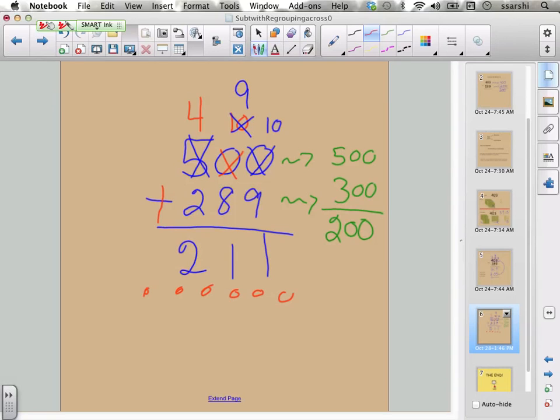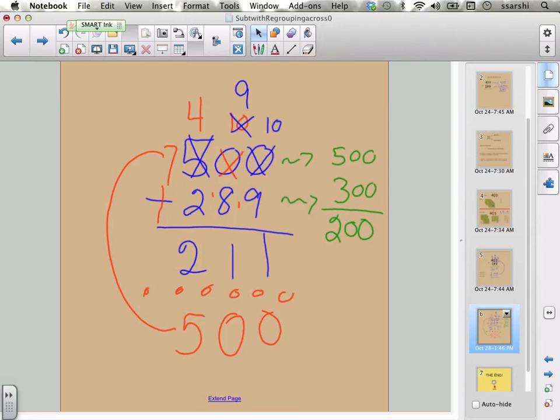Turn this to a plus sign because of the inverse relationship of addition and subtraction. 9 plus 1 is 10. I carry the 1. 1 plus 8 is 9. Plus 1 is 10. Carry another 1. 1 plus 2 is 3. And 2 is 5. This time I haven't made a mistake. 500 equals 500.